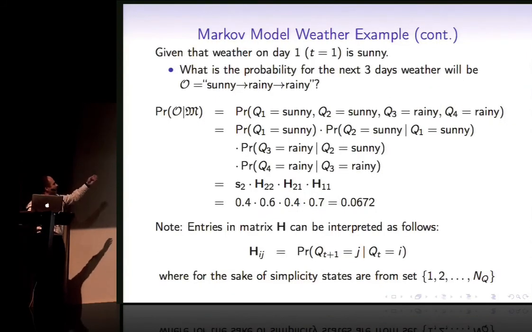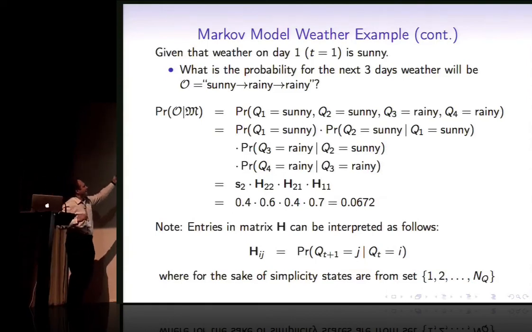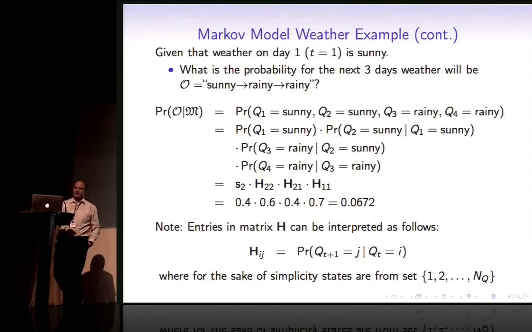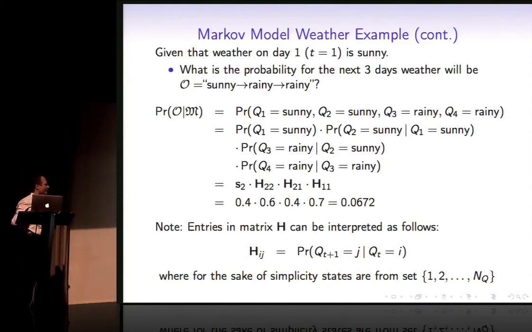Okay, I probably will skip that. For instance, you can ask a question like, given that the weather on day 1 is sunny, what is the probability for the next 3 days? So the weather will be, for instance, sunny, rainy, rainy. What's the probability for that? Well, you just start with a start vector, it's sunny, and then from sunny you go again into the sunny state, then into the rainy state, and that's exactly what you have in the matrix. That's what you can do with this kind of model.